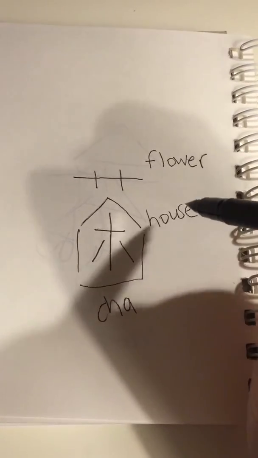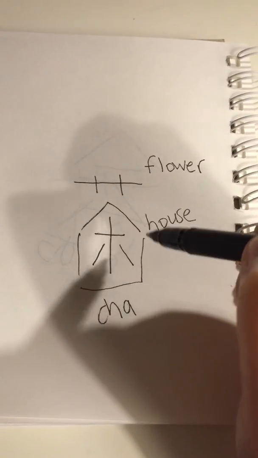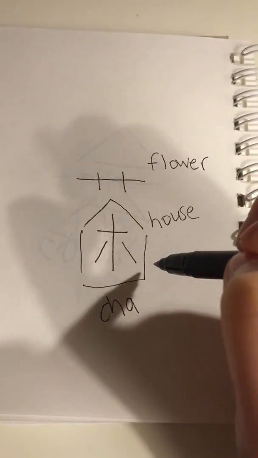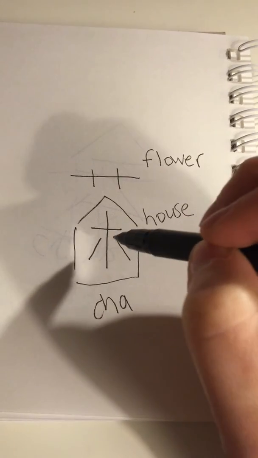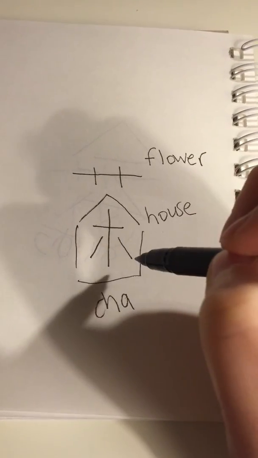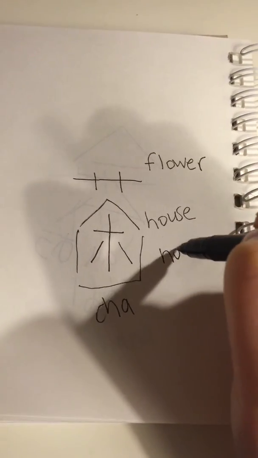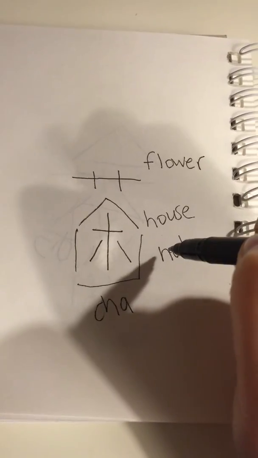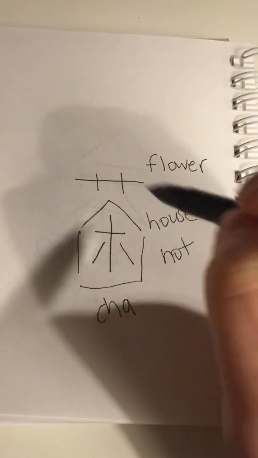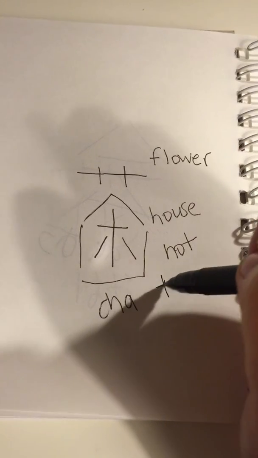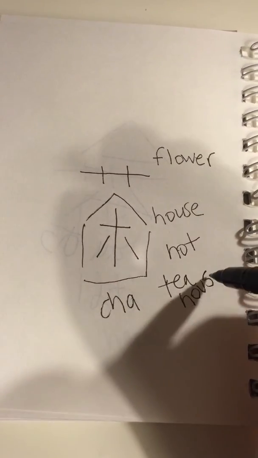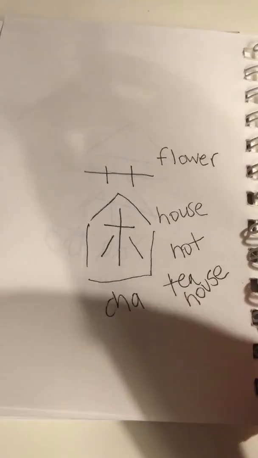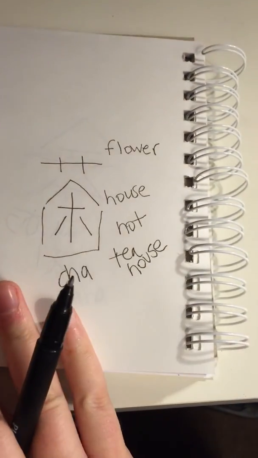And then this is ho, and actually the way that I remember ho, katakana, is by picturing a man that's sweating a lot, so that's what these marks are. So I think of hot, so hot house. So all these together, I kind of think of a tea house. So that's kind of how I remember that. I know it doesn't really make much sense, but, you know.